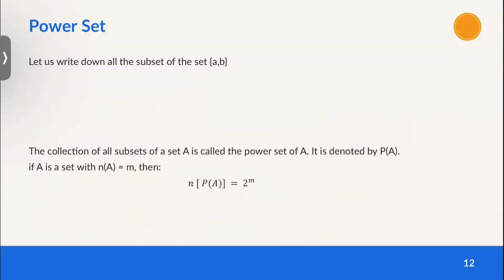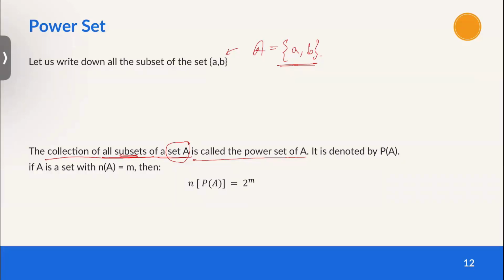Now the concept of power set. What is the power set? A collection of all subsets of the set A is called a power set. So what does this mean? It says that if we have a set A, we can write some subsets of that set A, right? So suppose capital A is the set of elements a, b. So whatever subsets we can make of A, all the subsets we can make of A will be the power set of A.